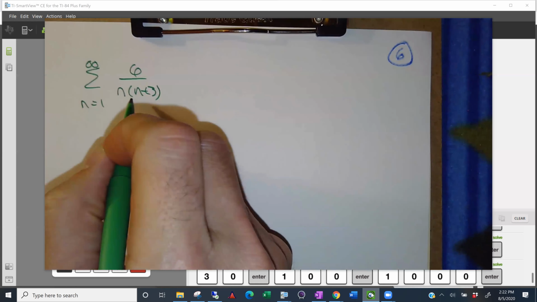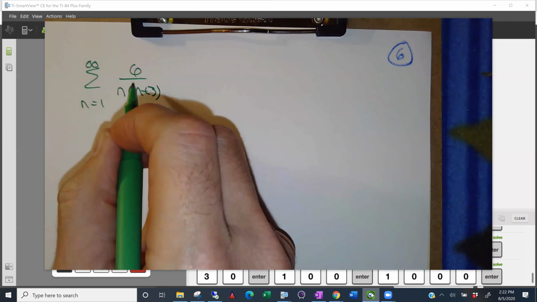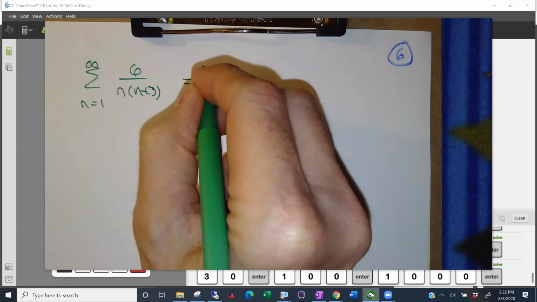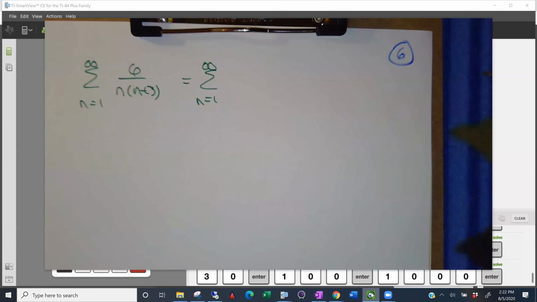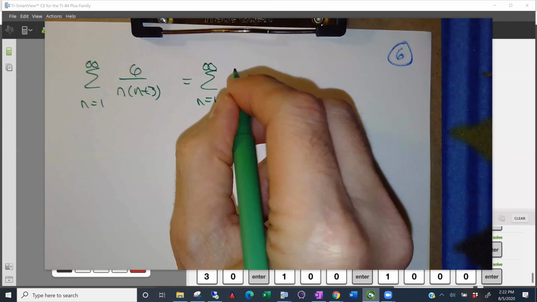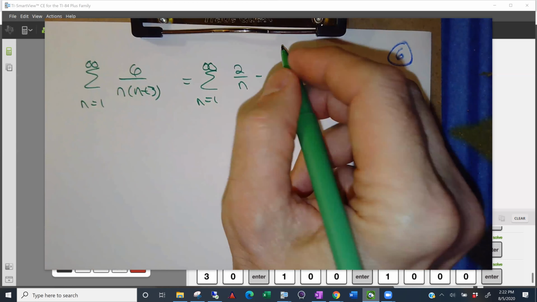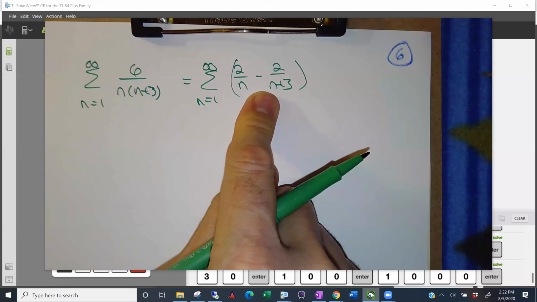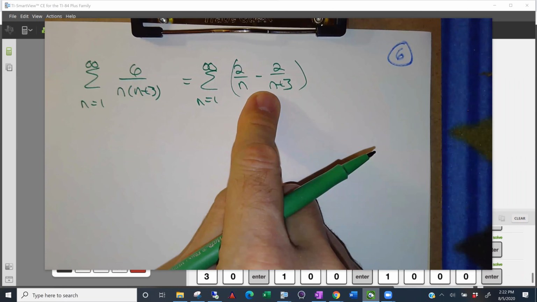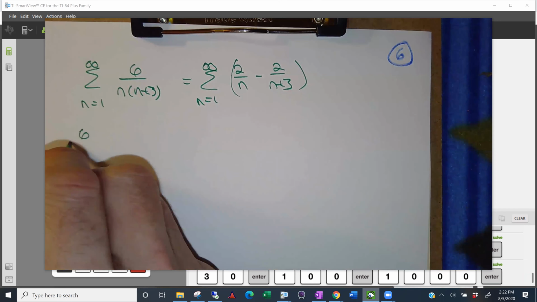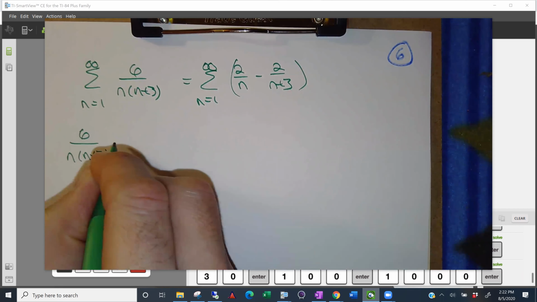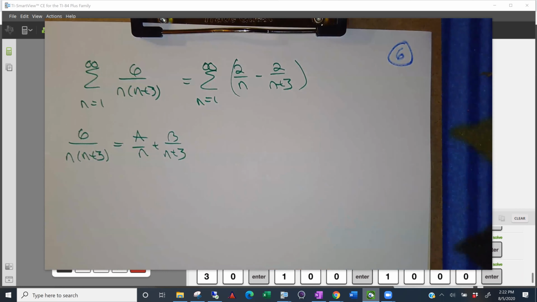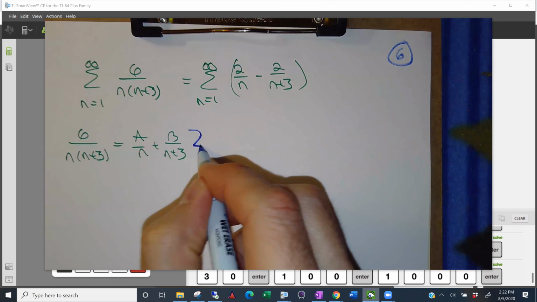Now, with telescoping series, you're going to have something here that has a denominator that's going to factor. So in this case, you can break this up using our tricks from partial fractions into 2 over n minus 2 over n plus 3. And that comes from our work with partial fractions. If you're wondering how I got that, I had to figure that out ahead of time. It's that stuff over here: 6 over n times n plus 3 equals A over n plus B over n plus 3. And when you solve that, you get this up here.